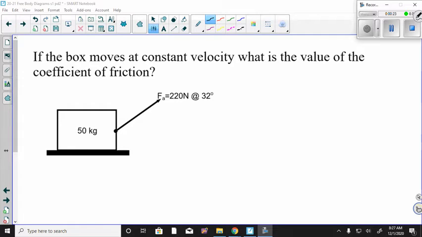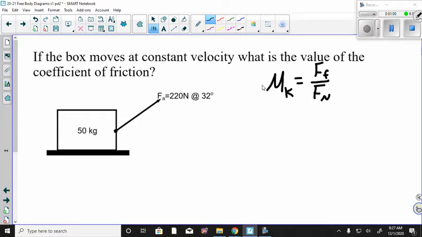Now, sometimes it's helpful to think about what I need to find in order to answer the question. So the question asks, what's the coefficient of friction? And in this case, coefficient of kinetic friction, because the box is moving. So mu k. And I know the formula for the coefficient of friction is the friction force divided by the normal force.